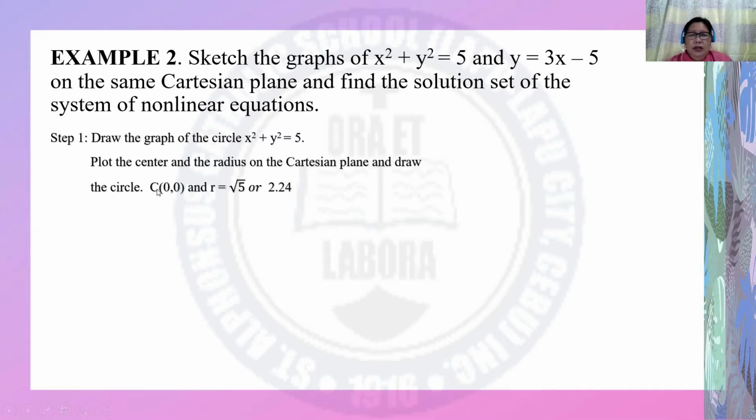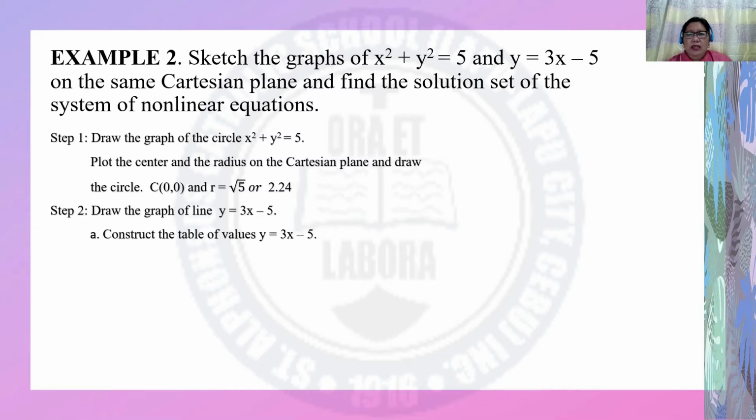The center is at the origin because the form given is the standard form wherein the center is at the origin. So, we have the coordinate 0, 0. And the radius is equal to the square root of 5. And the decimal value of square root of 5 is 2.24. Then plot the center and the radius on the Cartesian plane, and then we have to draw the circle later on. Then draw the graph of the line y is equal to 3x minus 5.